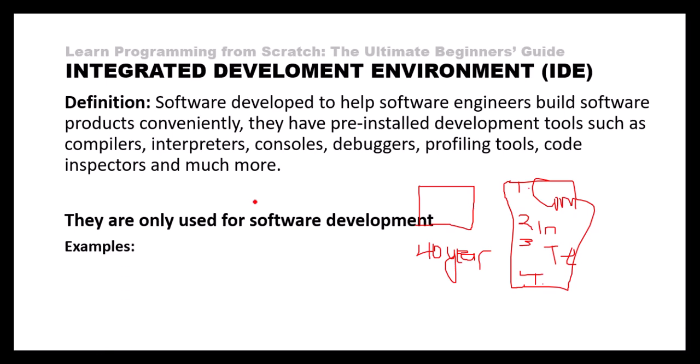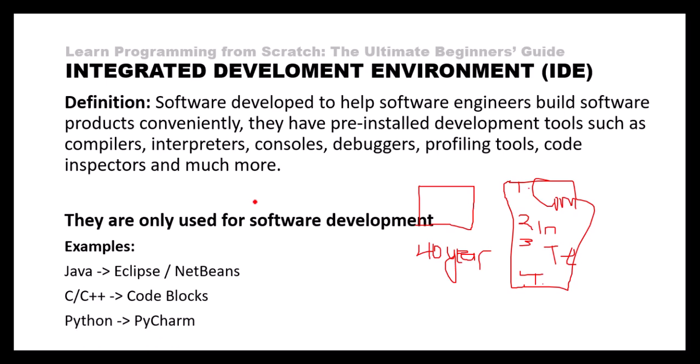Okay, so examples of IDEs: if you want to be writing Java, the IDE that you need to download is called Eclipse. Or if you don't want Eclipse, the alternative that you can download is NetBeans. For C++, you need to install Code::Blocks. There are different forms of installations, but Code::Blocks will be the easiest for you. If you need to write Python, you need an IDE for Python. The recommended one is PyCharm.